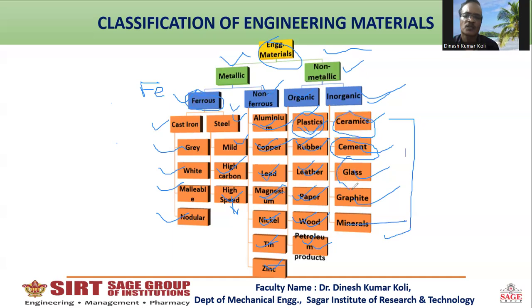Glass is also used for different purposes, being light as well as a transparent material, for glass windows and mirrors, etc. Graphite is also a material used for different purposes, making carbon brushes and lead pencils, and some mineral materials are also used. So in this way, in short, we can say these are the different types of materials used for different purposes as engineering materials.